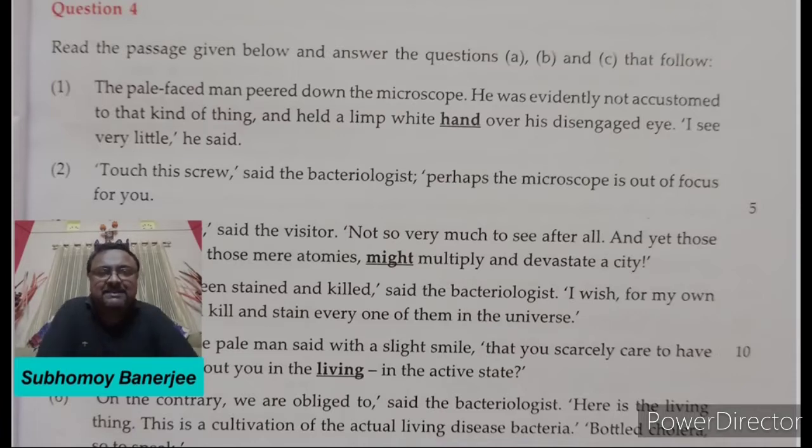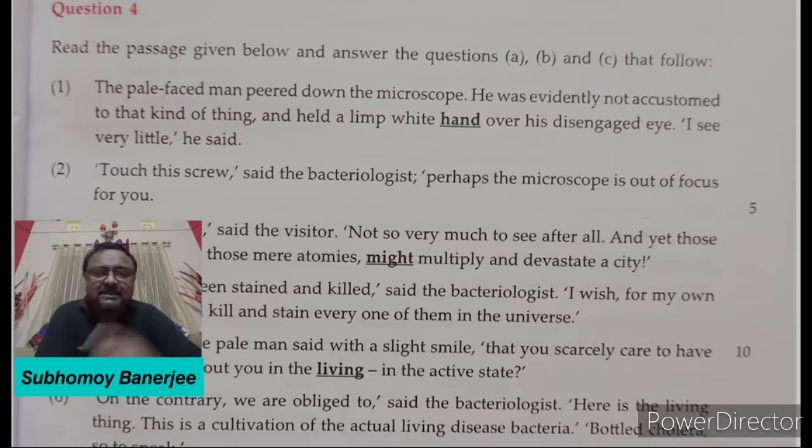Now let's look at this passage. Always remember, comprehension is question number 4. It's a permanent question, question number 4. Now the instruction on top says, read the passage given below and answer the questions A, B, C that follow. So that means question number 4 has 3 subparts, A, B and C. Now here is the passage, and you can see that the paragraphs have been numbered. This is the manner in which you will get the passage also in your board question paper. The paragraphs will have numbers.